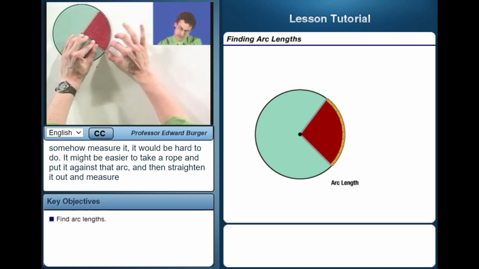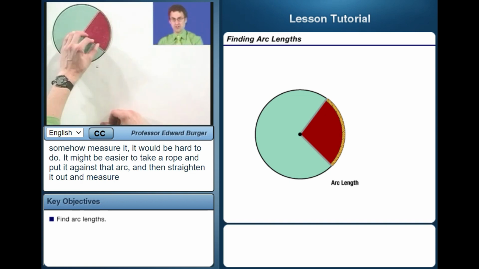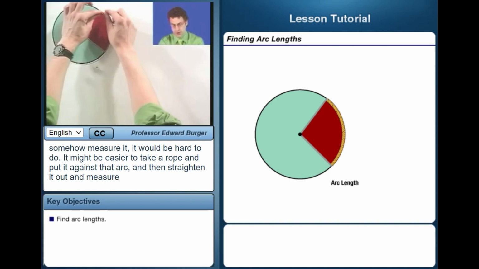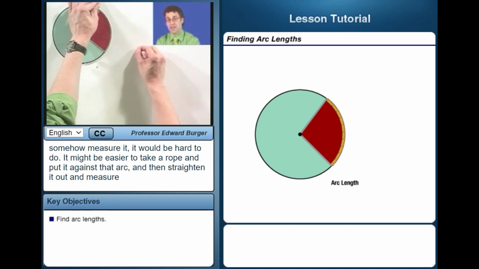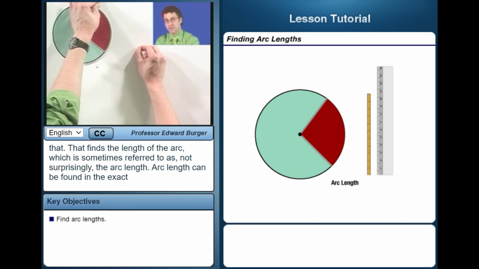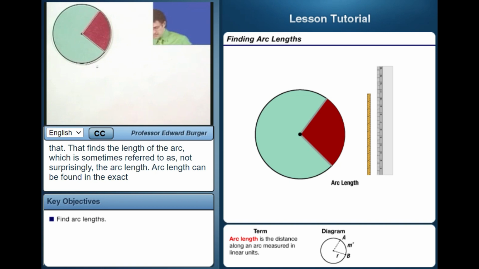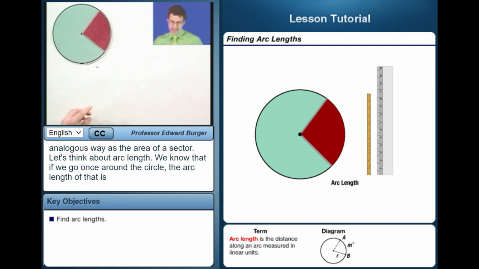If I were to take a ruler and somehow measure it, it'd be hard to do. It might be easier to take a rope and put it against that arc and then straighten it out and then measure that. That actually finds the length of the arc, which is sometimes referred to as, not surprisingly, the arc length. Now, arc length actually can be found in the exact analogous way as the area of a sector.